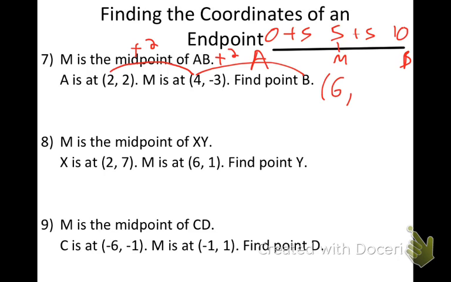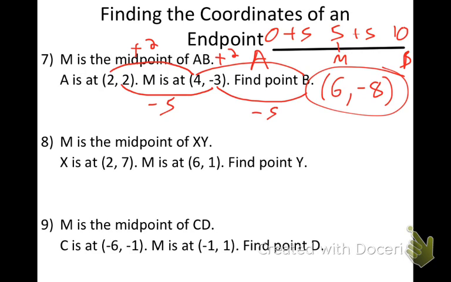Now I'm going to do the y values. Okay. How do I get from 2 to negative 3? Minus 5. So what am I going to do again? Minus 5. What's negative 3 minus 5? Negative 8. Hey, guess what? There's my other endpoint now, 6, negative 8.